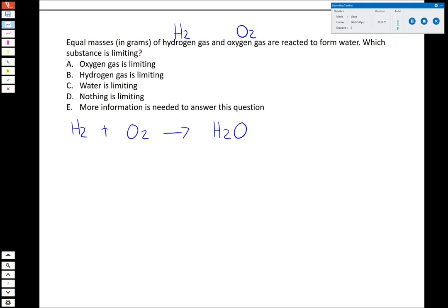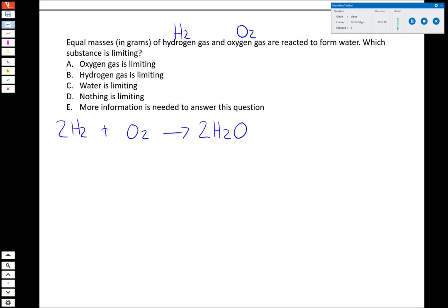So don't forget to balance the equation once you write out the reactants and products, because very often you're going to have coefficients other than one that are involved. So we want to balance this. It looks like we need a 2 in front of water and a 2 in front of hydrogen. So 2H2 plus O2 goes to 2H2O.